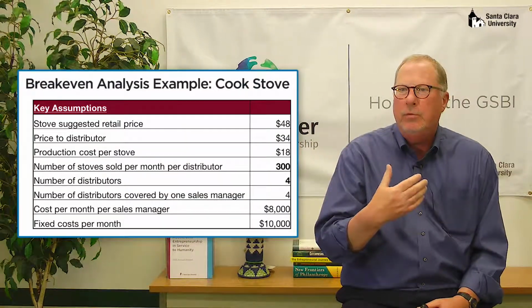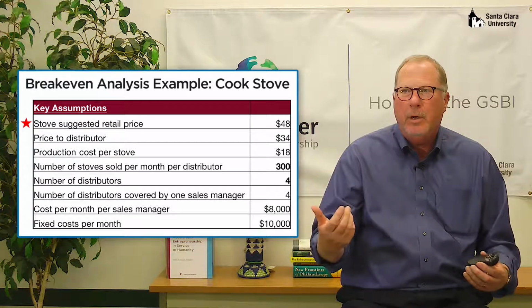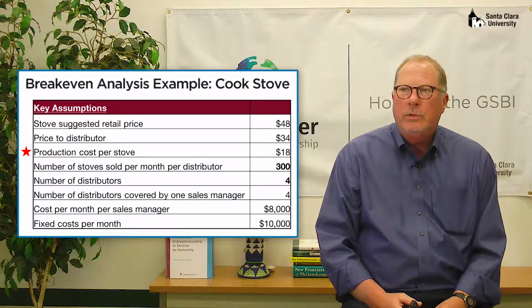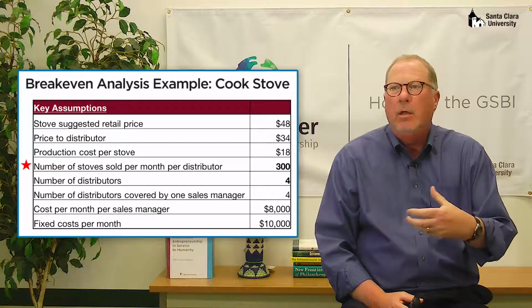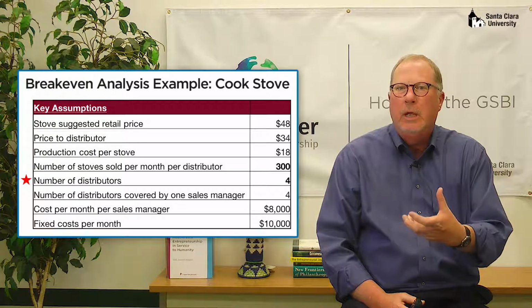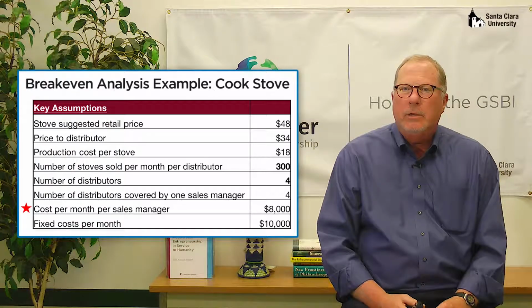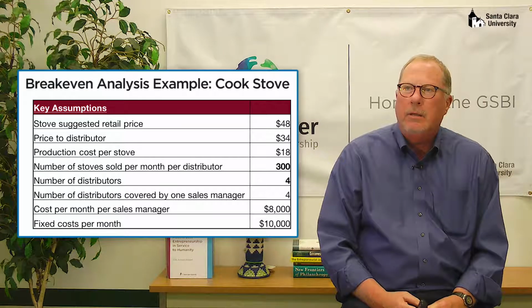So let's look at an example with a cook stove. The break-even analysis here is that the stove has a suggested retail price of, in this case, $48. Your distributor takes a cut, so the price to the distributor is $34. The cost to produce the stove is $18, and let's assume that the distributor can sell 300 of them per month. You have 4 distributors and a sales manager, and your fixed costs then are $8,000 per sales manager and $10,000 for other fixed costs, for a total of $18,000.